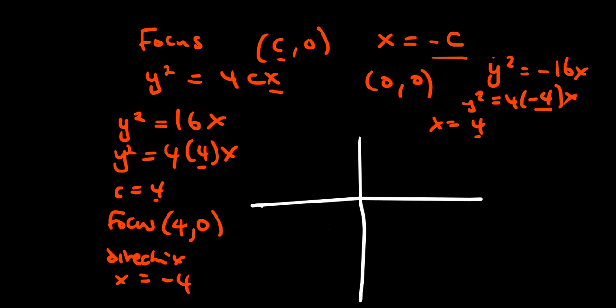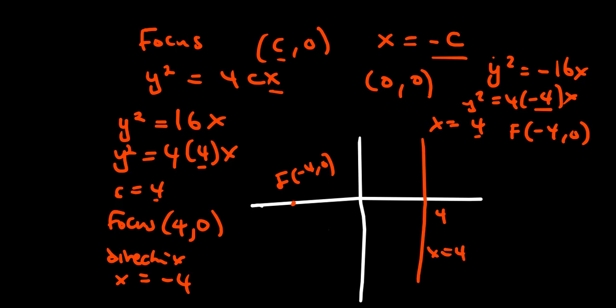So it's a negative 4. So my focus, in this case, is negative 4 comma 0. So let's say negative 4 comma 0 is somewhere there. Negative 4 comma 0 there. Then I have my 4 on this other side. So that is x equal to 4 as my directrix.